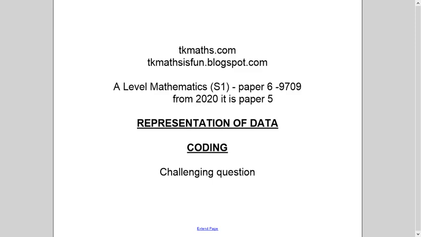In today's video, I will explain the concept of coding, which is a part of the syllabus of representation of data, A-level mathematics S1, paper 6. Code is 9709.